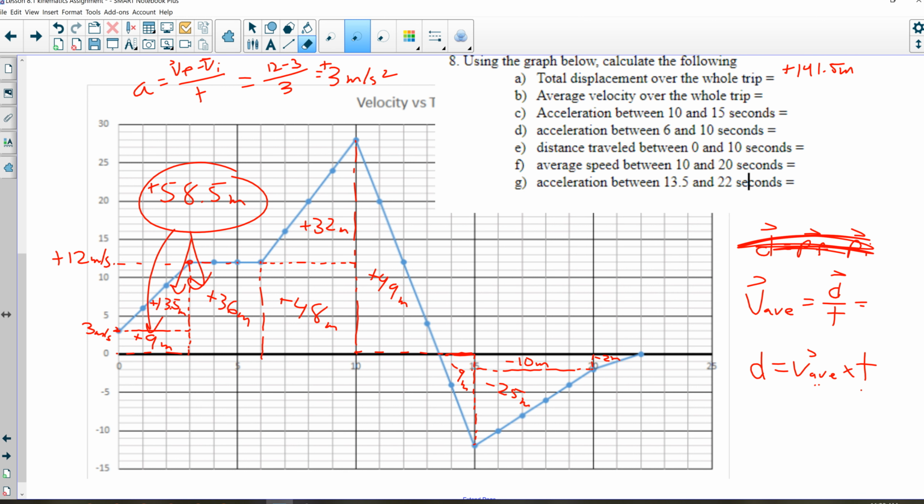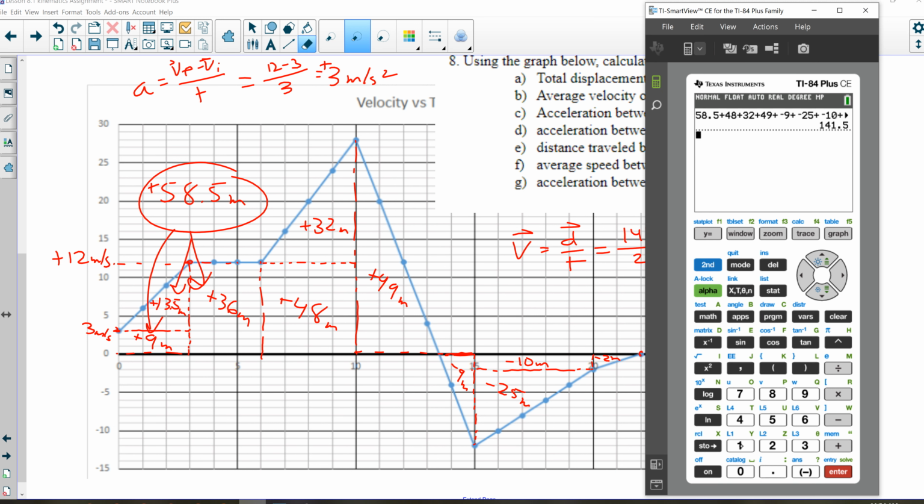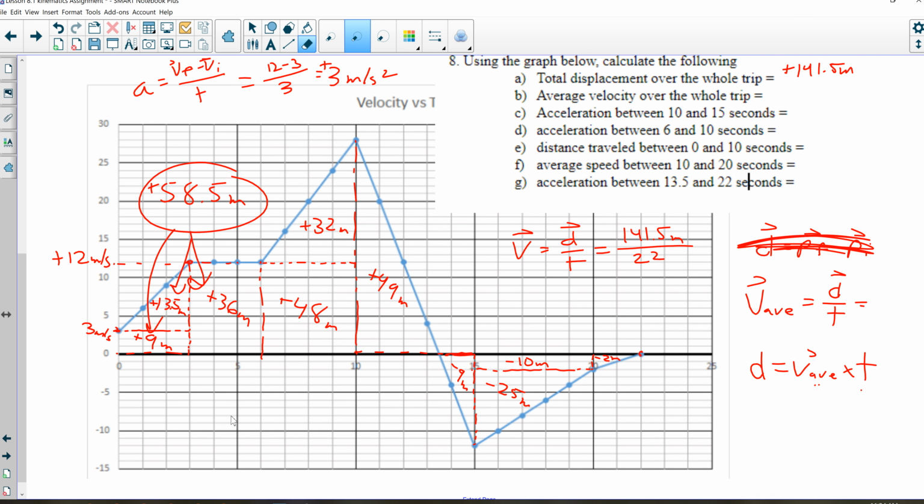Okay. All right, average velocity over the whole trip. Did I just do all the work for that basically? I did. As long as I can remember that I have a formula that calculates average velocity, I can use the number I just calculated, 141.5 meters, and divide it by the total time, 22 seconds. All right, so 6.4, and that'll be positive, meters per second. Okay, questions on what I did there? Just use the formula that I had, with the things I had.